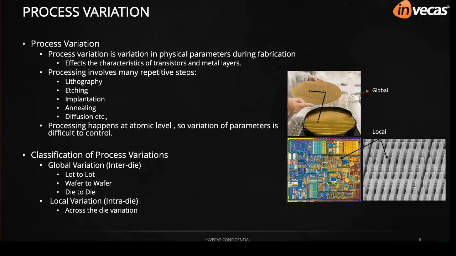Since the manufacturing of the IC involves many steps such as lithography, etching and diffusion, and when we are moving towards advanced nodes, these are happening at an atomic level. So controlling these parameters to avoid variations is very difficult. As discussed previously, the process variations are majorly divided into global variations and local variations. We will talk about these in detail in the next slides.